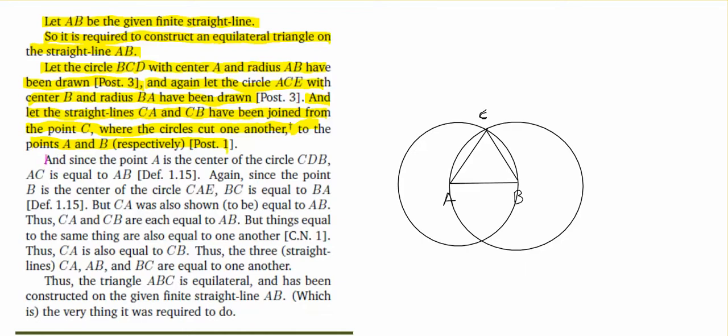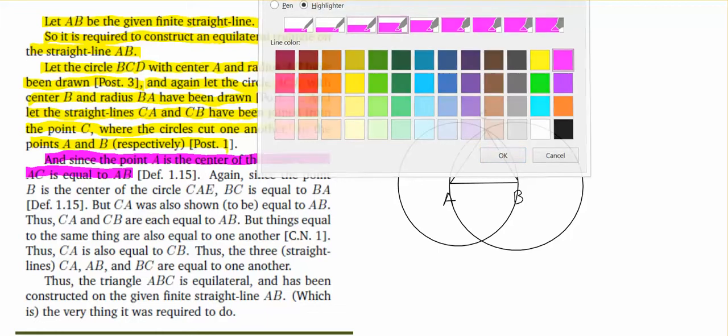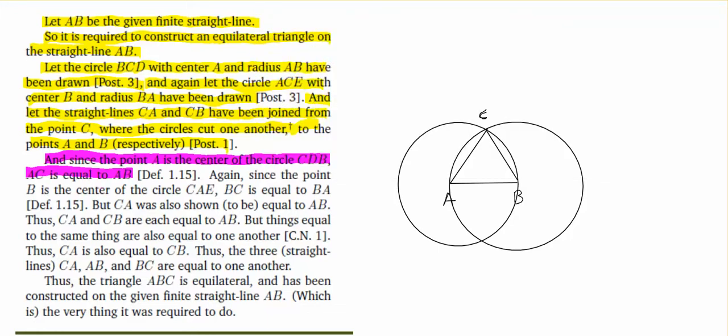So the first part says, and since the point A is the center of the circle CDB, AC is equal to AB. So that means that since A is the center of circle CDB, and I haven't put point D or point E on there yet, so I'm going to go ahead and do that real quick. It didn't say where to put it, so you can put those points anywhere on the circle. So let's go ahead and put point D right here, and point E over here.